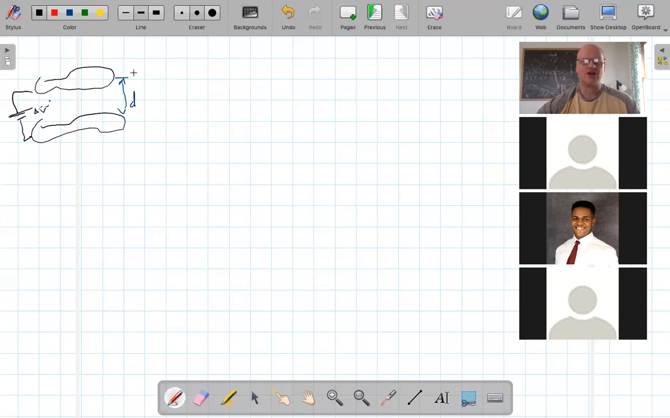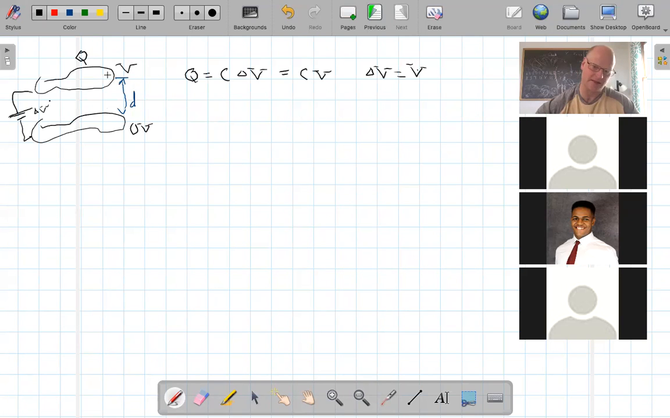In this case, the charge that builds up on the positive plate is related to the capacitance by the potential difference. Most of the time, I'm going to write this as simply C times V, where I write delta V equal to V. In this case, it just means that I'm setting one of these plates at 0 volts, and the other one is at whatever the voltage is. So my change of potential is simply the potential of the top plate, the positive plate.